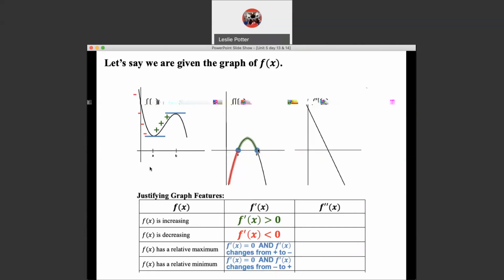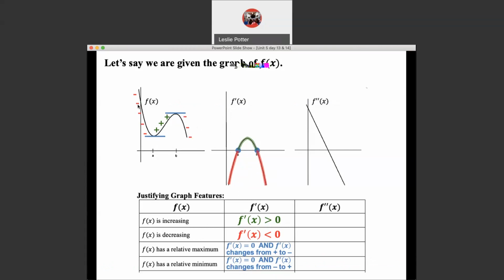And then similarly to the first portion of this graph, where we have this decreasing function, we have negative tangent lines with negative slopes. We would expect to see negative derivative values on the derivative graph. So that is connecting f to f prime.